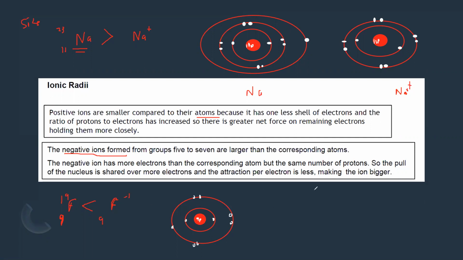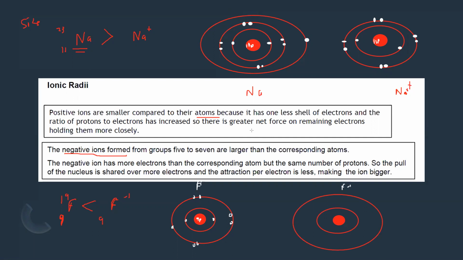But if it is a fluoride ion, it means it gained an electron. So as it gains an electron, the outer shell will have more electrons. So each electron experiences a smaller force, a weaker force. So as the force decreases, what we will observe is the same second shell, but greater in size.